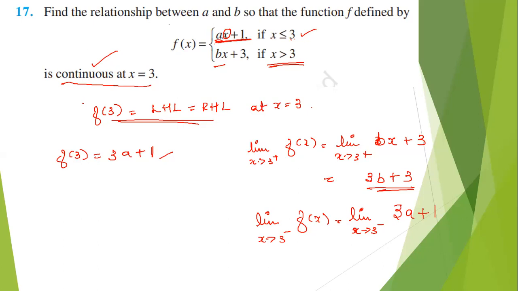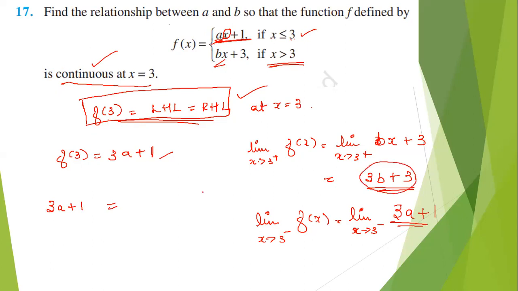So now the value of the function is the same as the left hand limit as well as the right hand limit. This we know because it's already given that the function is continuous. We just need to find for what values of a and b the function is continuous. So now 3a plus 1 is the functional value, and here the right hand limit is 3b plus 3. So you need to equate these two. Then you will get the values of a and b.